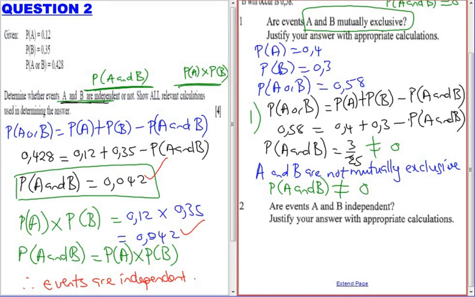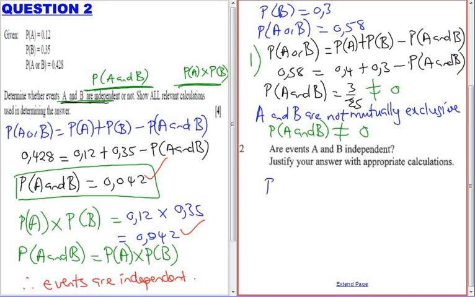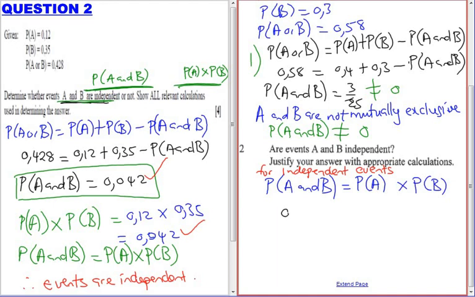Now, here is another thing. Are events A and B independent? If you want to check that, you use this formula. For independent events, the probability of A and B is equal to the probability of A times the probability of B. So you have to check if this is the case. So I'm going to put the probability of A and B. Remember, it was 0.12, that is the value for 3 over 25, right? So it's 0.12.